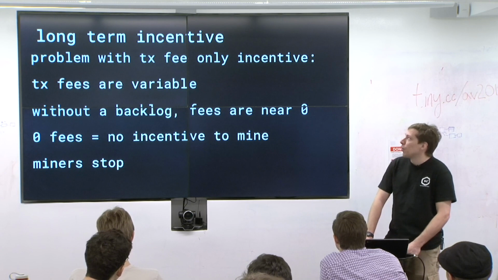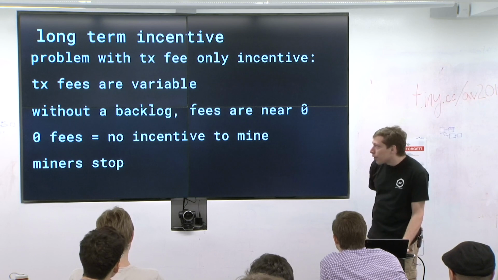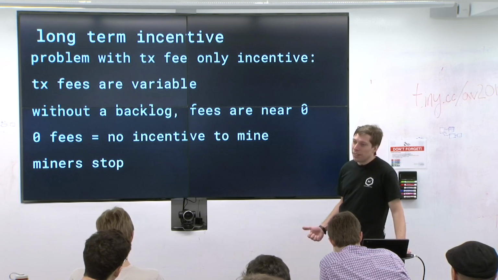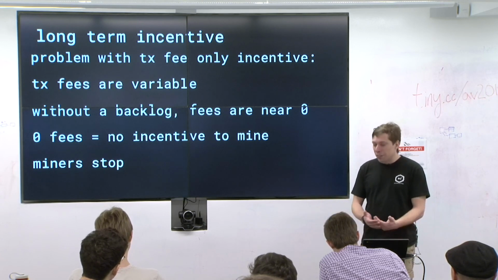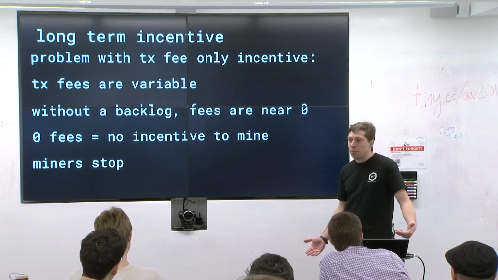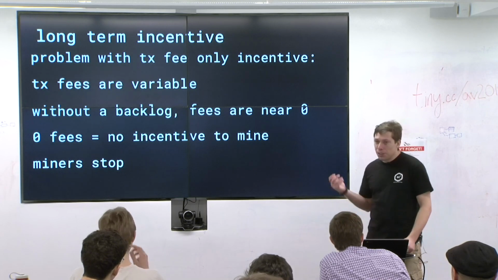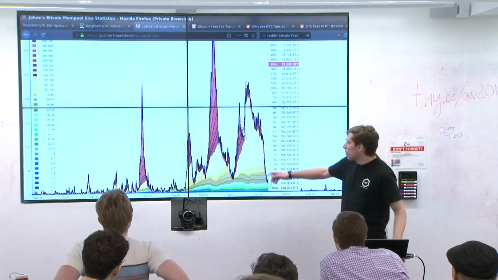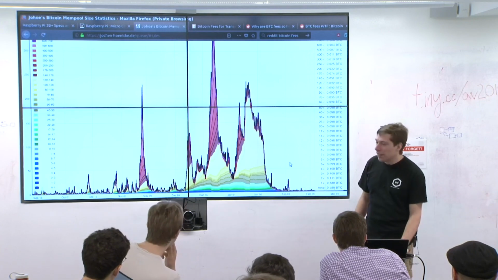There's a lot of problems with fees being the only incentive, in that TX fees are very variable. Without a backlog, the fees tend to go pretty close to zero. And if the fees are zero, there's no reason to mine, right? All the new coins have been generated. There's no fees in the mempool. Maybe I have a megabyte worth of zero fee transactions in the mempool, but as a miner, why am I spending electricity to mine this? I get nothing. So the miners just turn off, right? That would be what they should do. And you can see, yeah, it's super variable. Maybe miners are like, oh, this is great, we're making a ton of money. And then here, they're like, I guess, wrap it up, close down the mining facility.